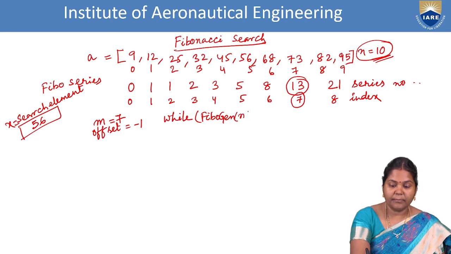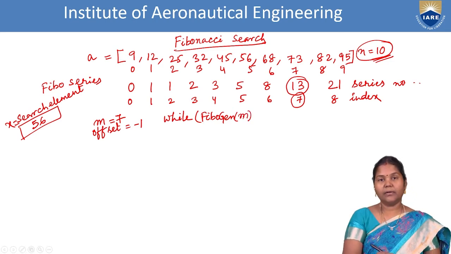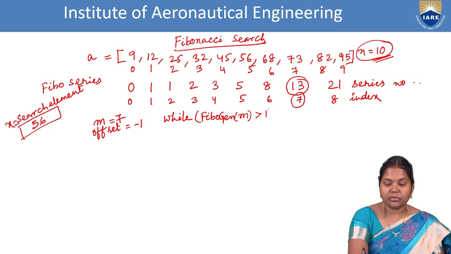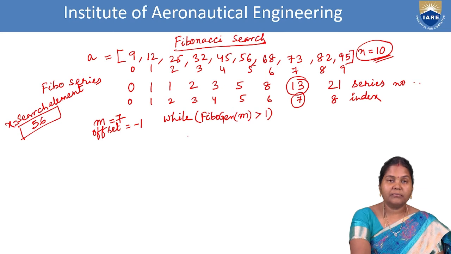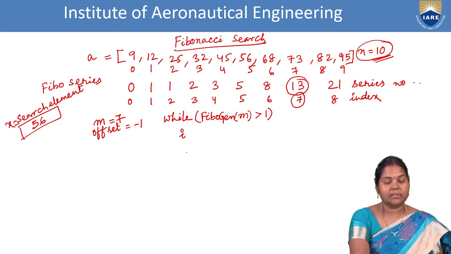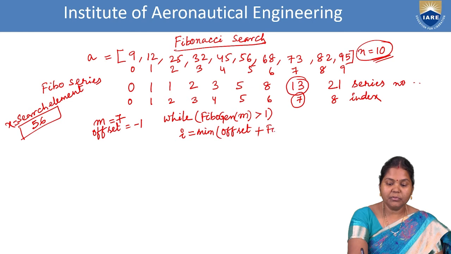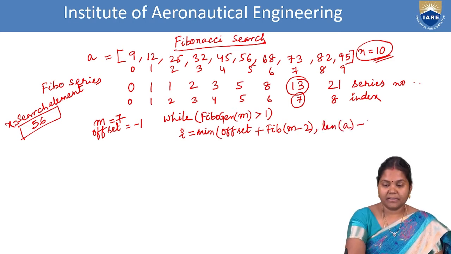Fibo generator of M. Now, if it is greater than or equal to 1, then we have to find out the value of I. The formula for I is nothing but the index position from where you have to start searching. So, I is the minimum value of offset plus Fibo generator of M minus 2, comma, length of the array or list minus 1.